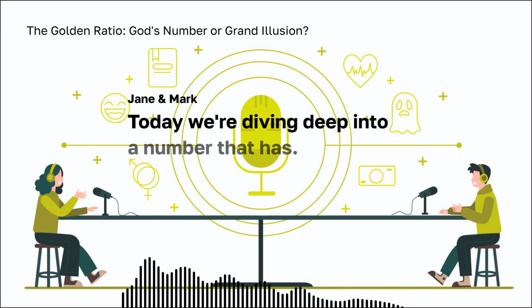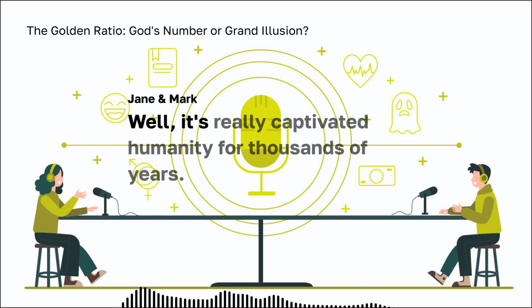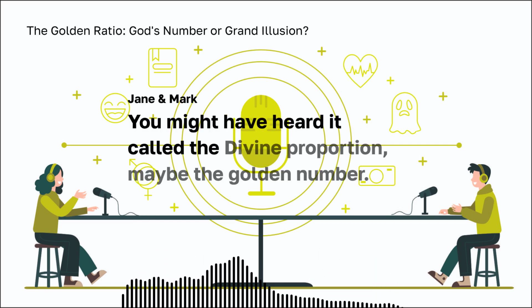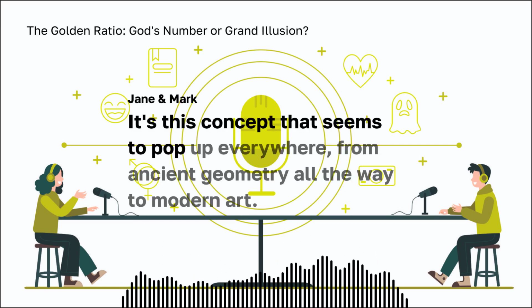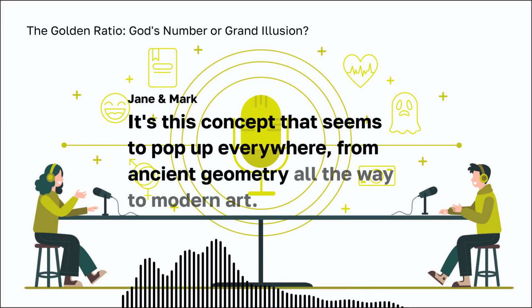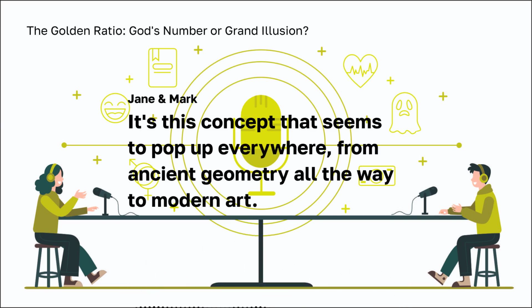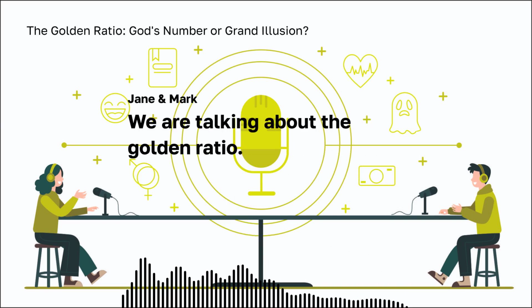Today we're diving deep into a number that has really captivated humanity for thousands of years. You might have heard it called the divine proportion, maybe the golden number. It's this concept that seems to pop up everywhere, from ancient geometry all the way to modern art. We are talking about the golden ratio.